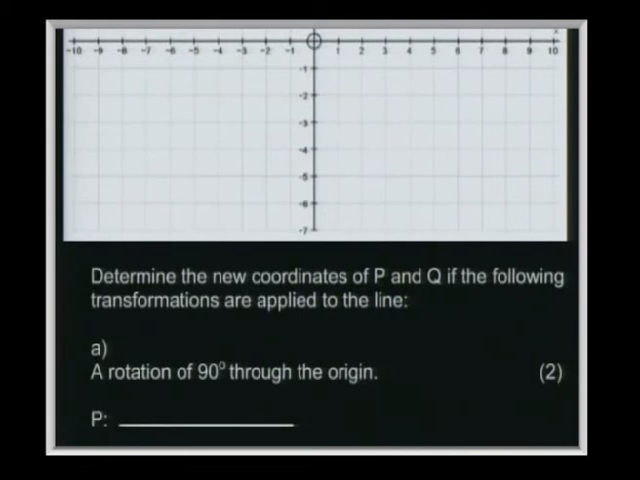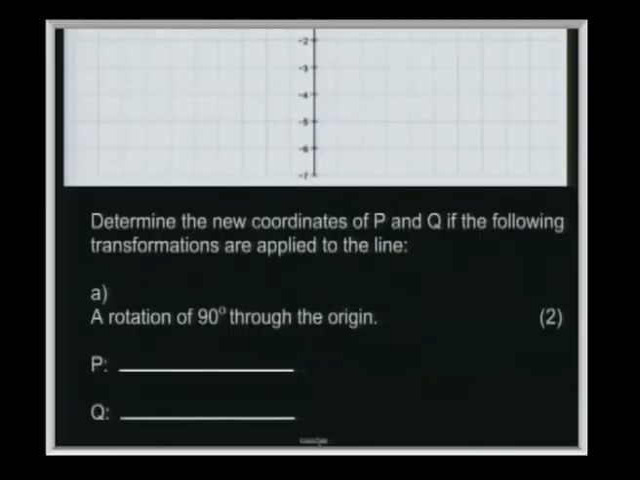Here they take PQ and they want us to rotate it 90 degrees through the origin. Now, in this question paper, they haven't specified clockwise or anti-clockwise. Here's the trick. Mathematicians always take anti-clockwise as being positive and clockwise as being negative.